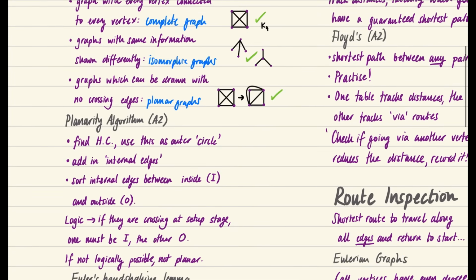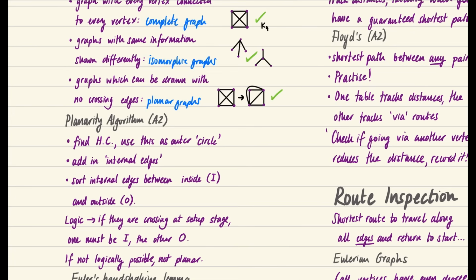Now, if you're doing A2, you'll know the planarity algorithm, which is based off this concept of finding a planar graph. So you start off for the planarity algorithm by finding a Hamiltonian cycle, and you use this as your outer circle. I mean, really, it's like a polygon for those bits that would be on the outside. You then add in all of the internal edges, which might be lots of lines between those sides of that kind of circle that I'm talking about.